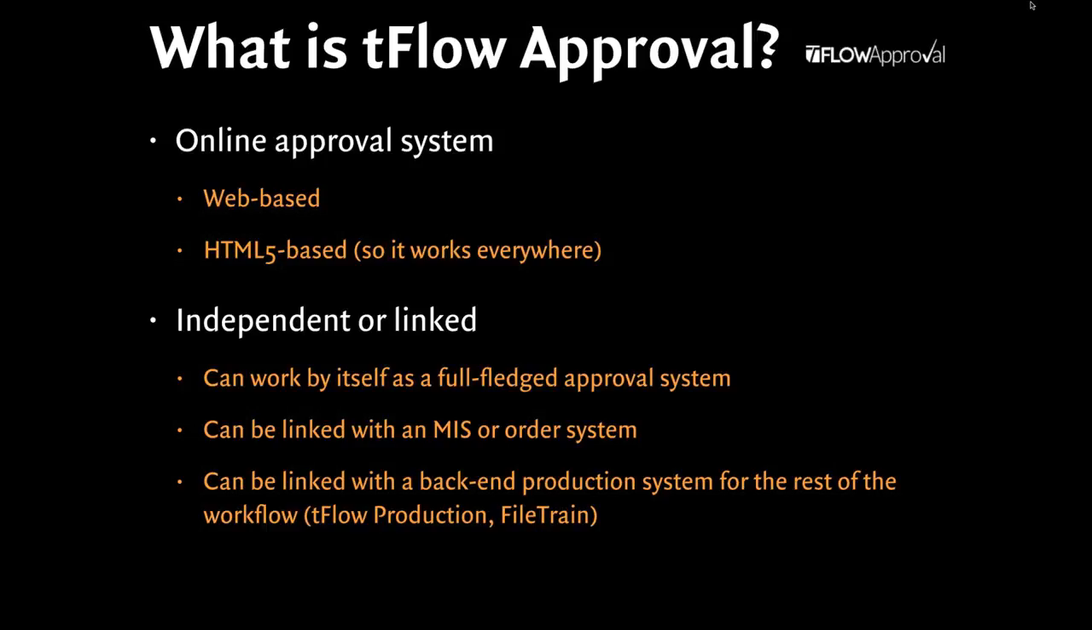I already said that that second product was going to pop up during this conversation. Well, Tflow Production is, as the name says, a production system, and Tflow Approval is capable of linking with that Tflow Production system so that any file that is approved is automatically sent to a particular queue in that Tflow Production system. So that's a second way in which things can be linked.